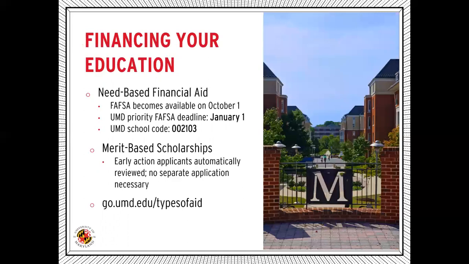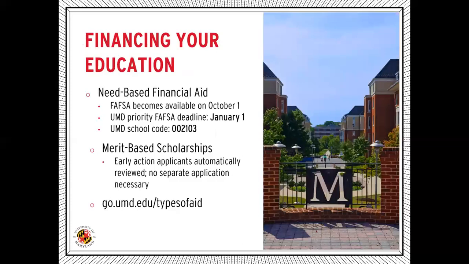So let's talk about financing your education. So again, there's need-based financial aid or merit-based scholarships. Typically the FAFSA becomes available on October 1st. Definitely we recommend submitting as soon as possible and definitely by priority. As you can see, University of Maryland's priority FAFSA deadline is January 1st, and our school code is 002103, and that's also right here on the screen.